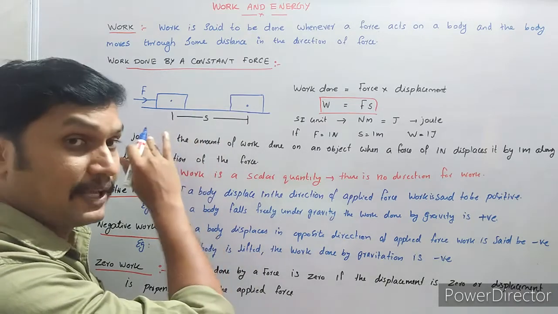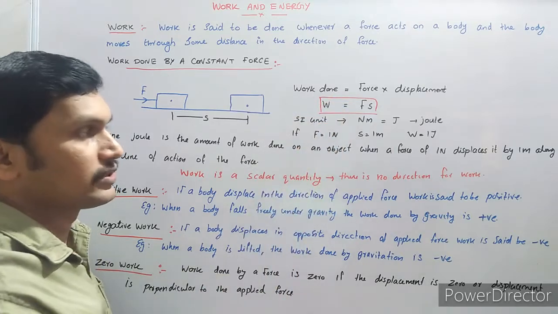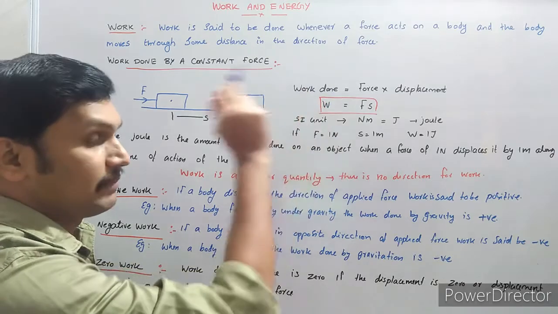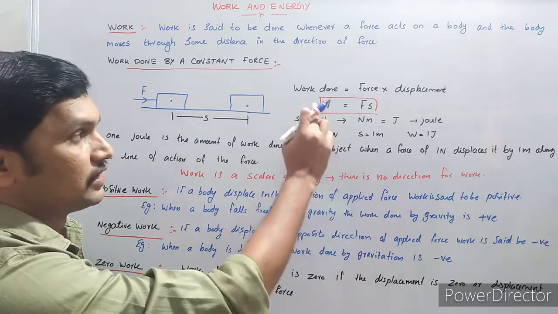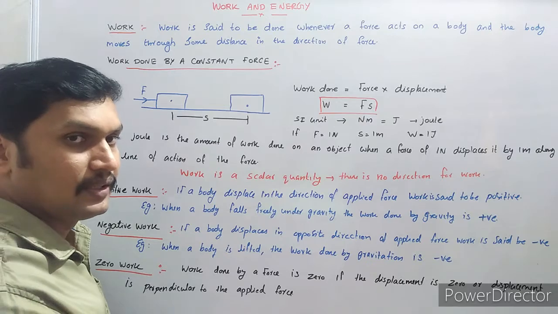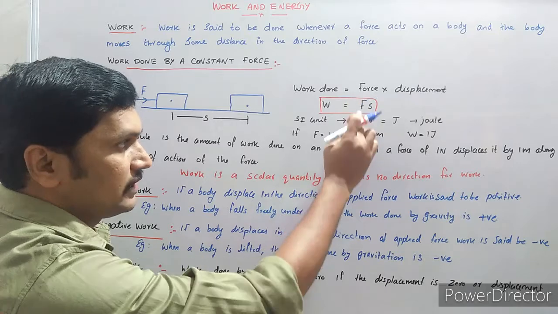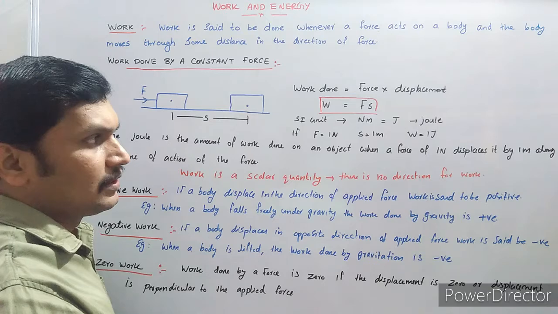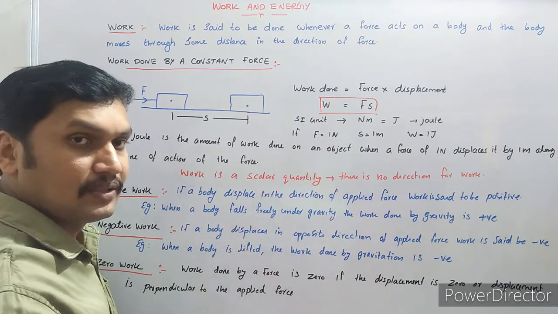If the object is displaced in the direction of the applied force, we can simply write work done is equal to force into displacement. Work is usually denoted with the symbol W, force F and displacement s. So W is equal to F into s. The SI unit of work is the SI unit of force into the SI unit of displacement, Newton meter. And 1 Newton meter is equivalent to Joule.